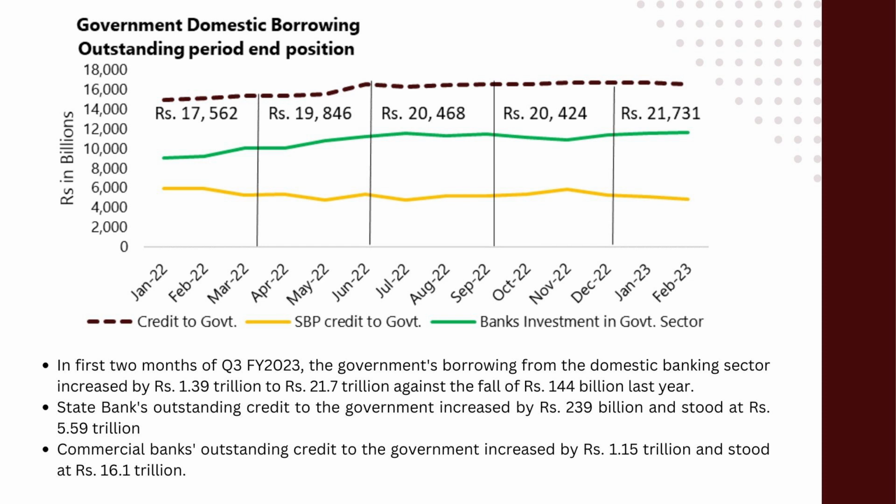The next indicator is government domestic borrowing and outstanding position. So, in the first 2 months of the third quarter of fiscal year 2023, government borrowing from the domestic banking sector increased by around 1.3 trillion rupees, and it currently stood at around 21.7 trillion rupees. And in the same period last year, the borrowing declined by around 144 billion rupees. And if we look at the composition of the debt, state bank's outstanding credit to the government increased by 239 billion rupees, but this is not due to fresh borrowing, but due to the increase in the interest rate and currency devaluation. And if we look at the commercial banks' outstanding credit to the government, it increased by around 1.15 trillion, and it currently stood at 16.1 trillion. So the government is borrowing heavily from the banking sector to finance its public expenditures.